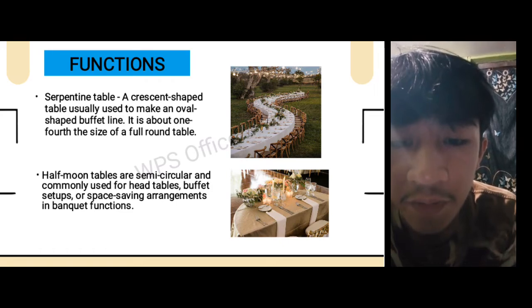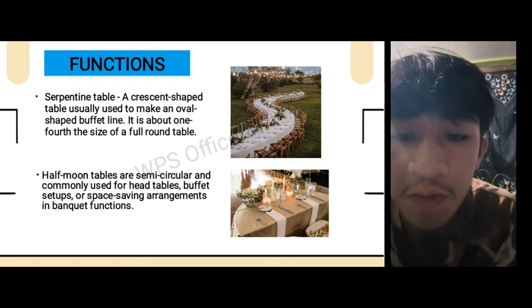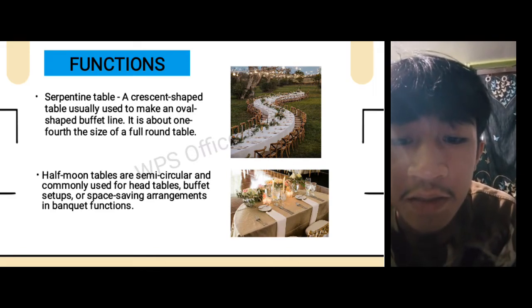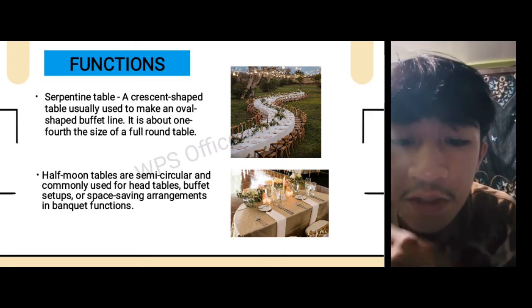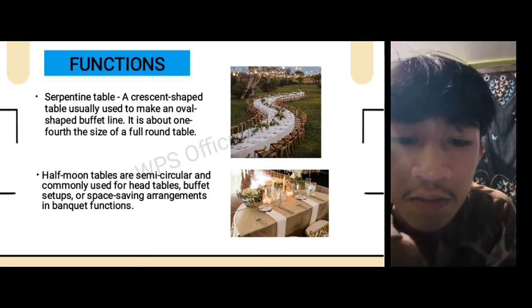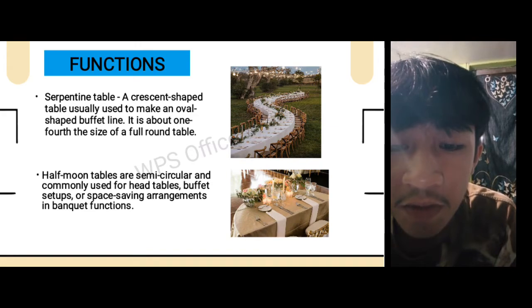Serpentine table. A crescent shaped table usually used to make an oval shaped buffet line. It's about one fourth the size of a full round table. Half moon tables are semicircular and commonly used for head tables, buffet setups, or space saving arrangements in banquet functions.